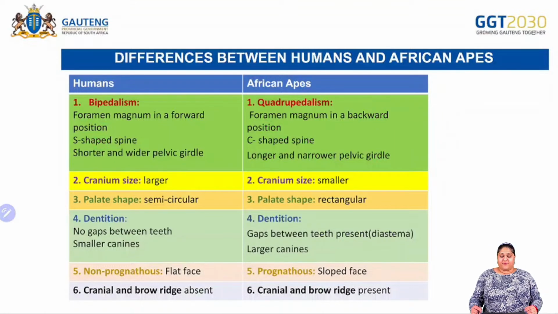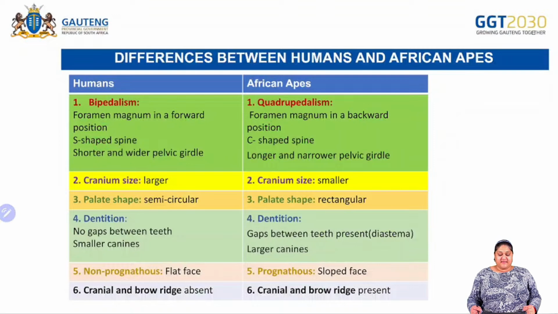And then we have prognathous and non-prognathous. Prognathous is basically the protrusion of the jaw. Okay, so in humans we are non-prognathous because we've got this flat face. We don't have this protrusion. And then the African apes are prognathous. They've got this protrusion and they've got a sloped face.